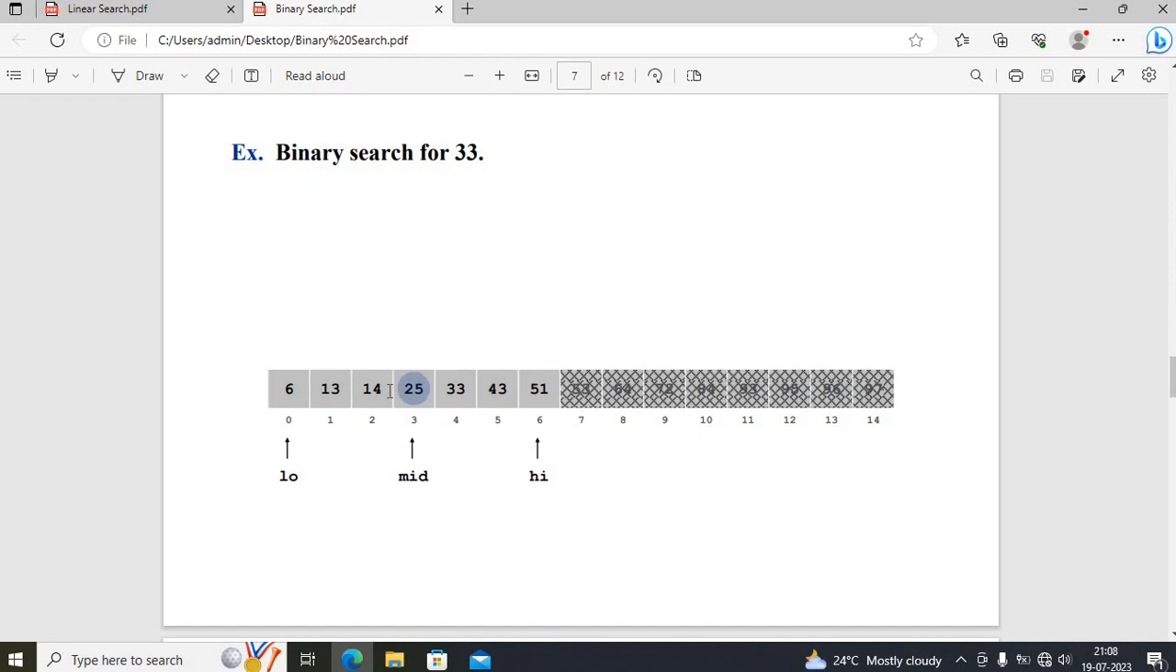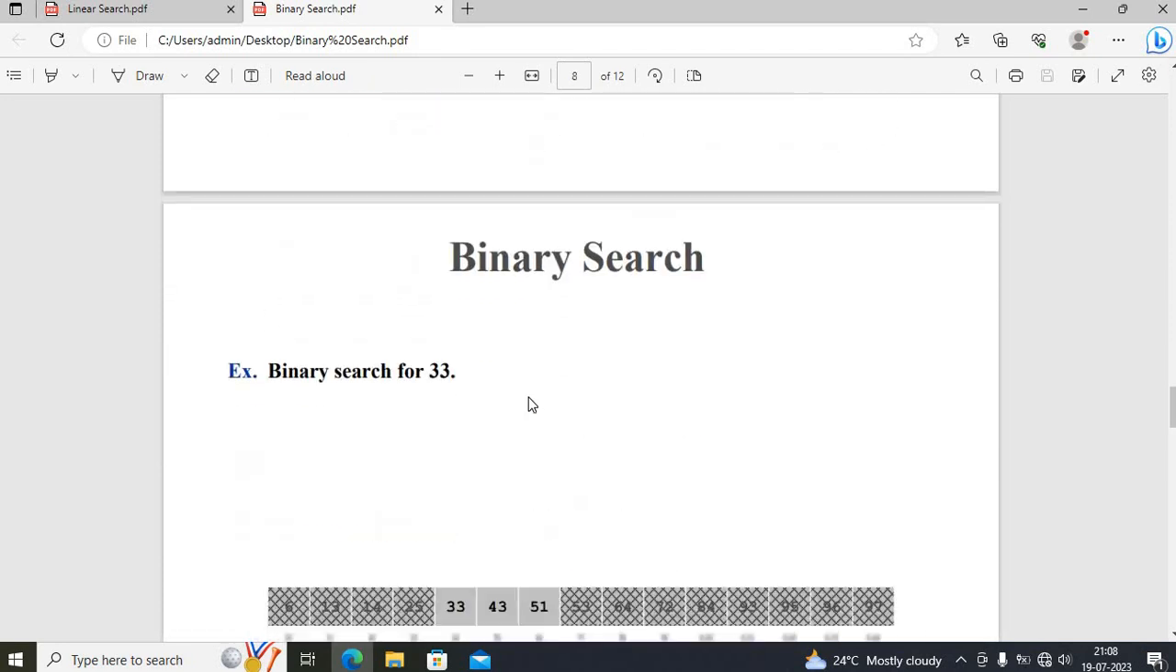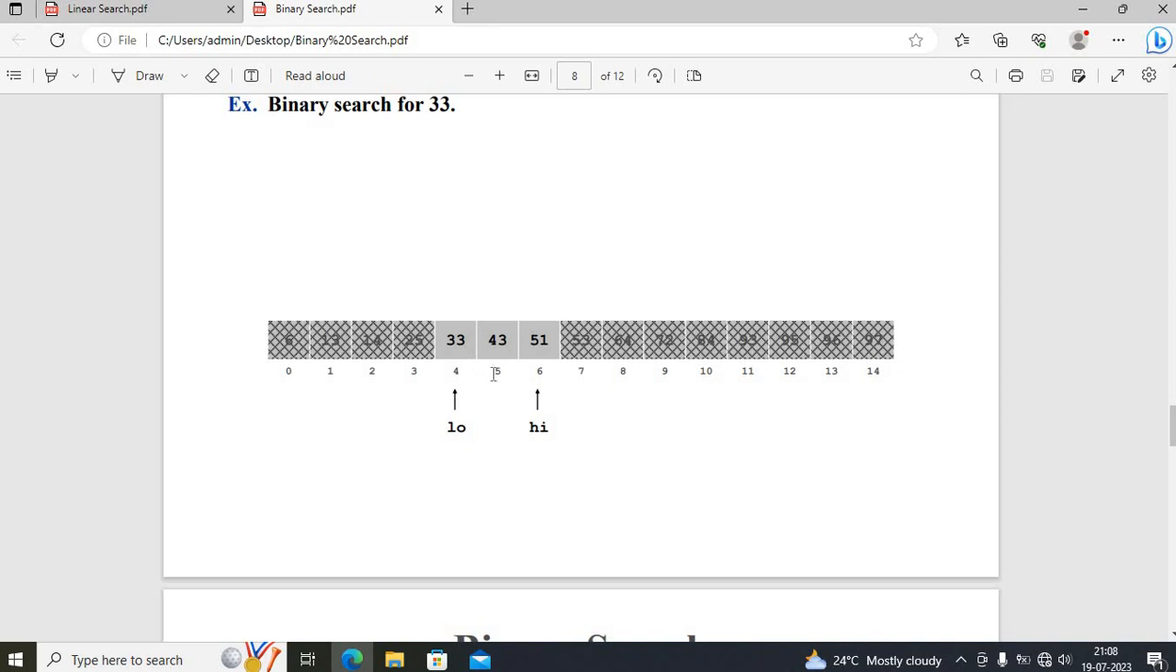So in the next iteration we ignore the left portion of 25. We give focus only on the right part of the 25. The right part includes three elements: 33, 43, 51. So in the next iteration we have only three elements: 33, 43, 51.